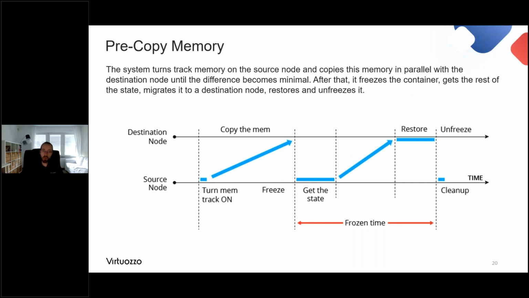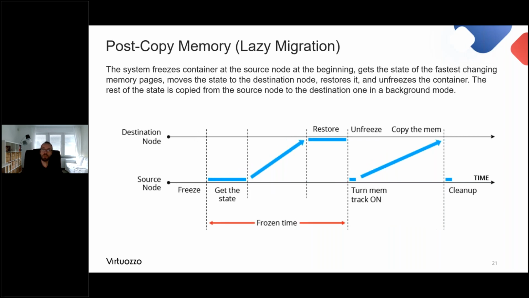So there's also a way of pre-copying memory. In this case, the system tracks all the memory on the source node and copies it in parallel to the destination machine until the difference becomes minimal. Once the difference is minimal, it freezes the container, gets the rest of the state, migrates the rest to the destination node, restores it, and unfreezes it. And this is one approach.